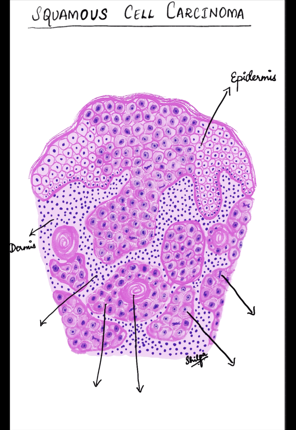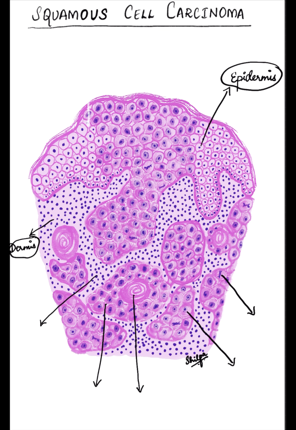So what we are seeing here is the epidermis, which I have already labeled, and the dermis. And we can see that atypical squamoid cells are invading into the underlying dermis, breaching the basement membrane. If there is no breach in the basement membrane, then they will be termed as squamous cell carcinoma in situ. But in this case, they have already breached the basement membrane and they are invading into the underlying dermis.